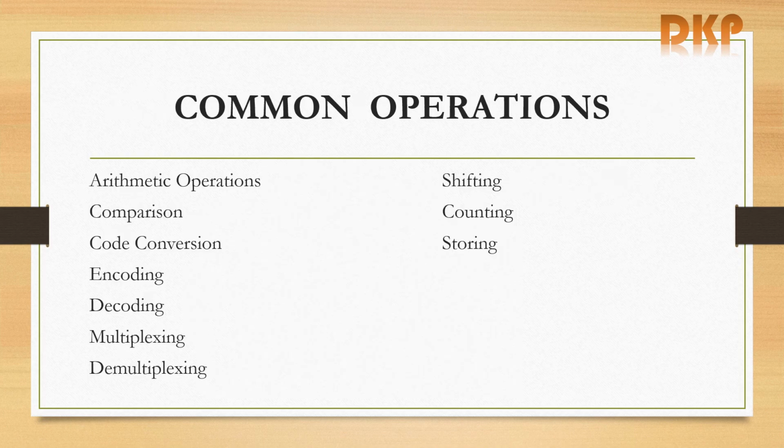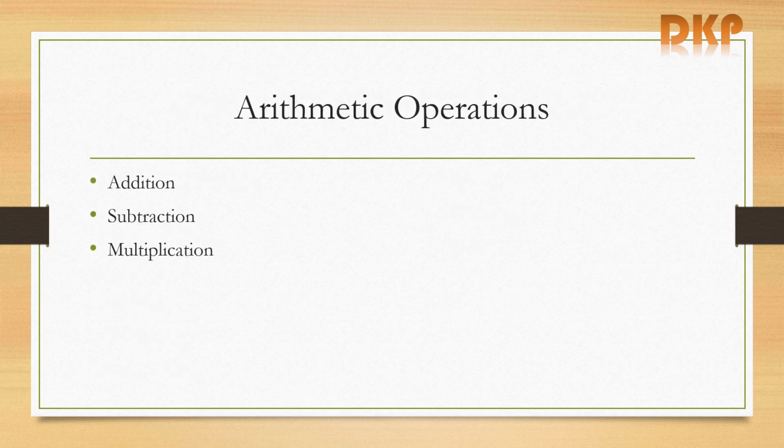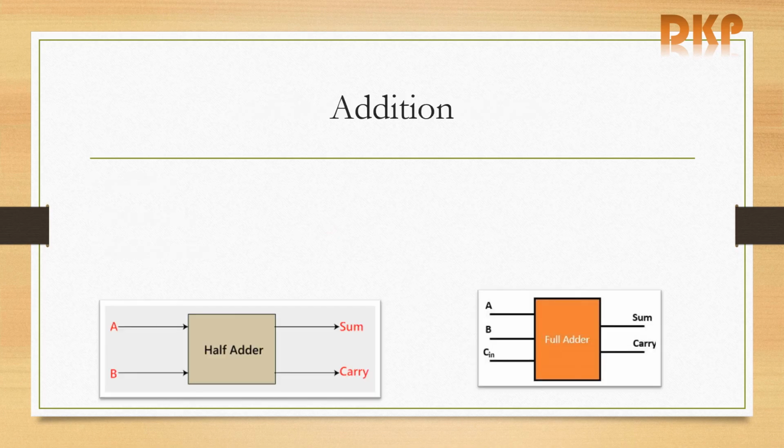Some of the common operations are arithmetic operations, comparison, code conversion, encoding, decoding, multiplexing, demultiplexing, shifting, counting, and storing. All these will be explained in my later lectures. For the time being, let us see the block diagram operation. The arithmetic operations are addition, subtraction, and multiplication. First of all, let us see the arithmetic operation addition.